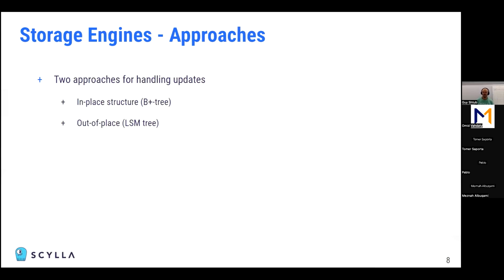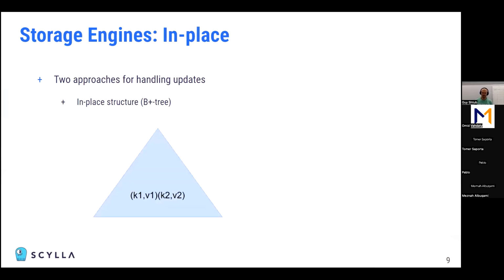I'll talk about 2 different approaches for handling that. One is in place structure, and that, as an example, is the binary or binary plus tree. And the second one, which will be the focus, will be out of place updates. And as an example of that, the log structured merge tree. So what are those two approaches?